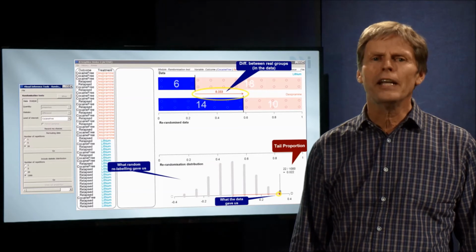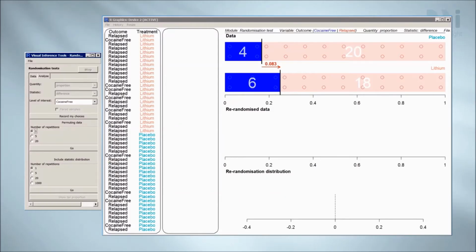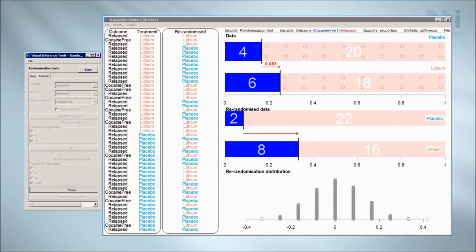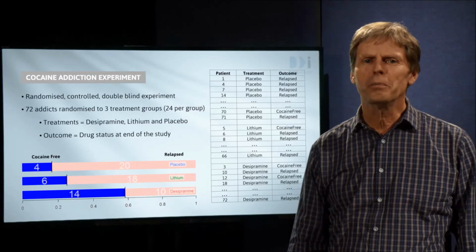It doesn't always turn out like this, however. Here's the comparison between placebo and lithium. The luck of the randomisation draw can easily produce differences this big or even bigger. We've got no evidence here that lithium is a better treatment than the placebo dummy treatment, although that shouldn't be surprising from the picture at the top. Now let's go back to the original problem.